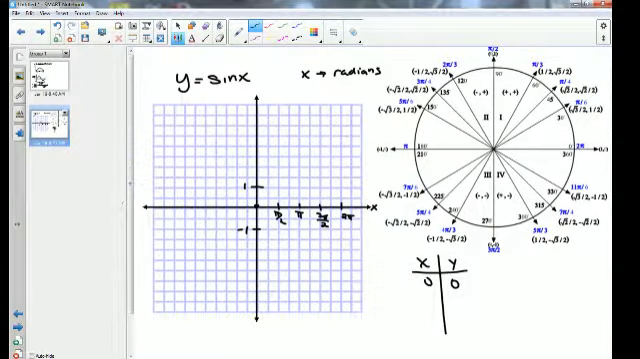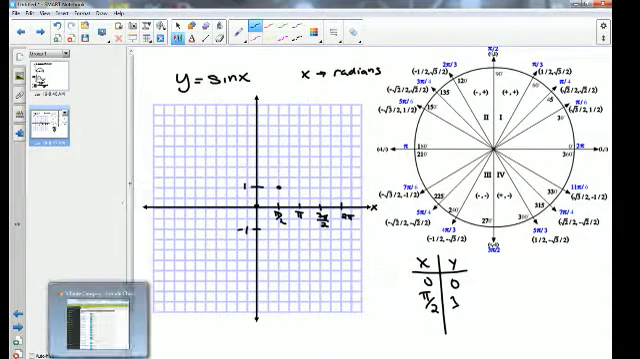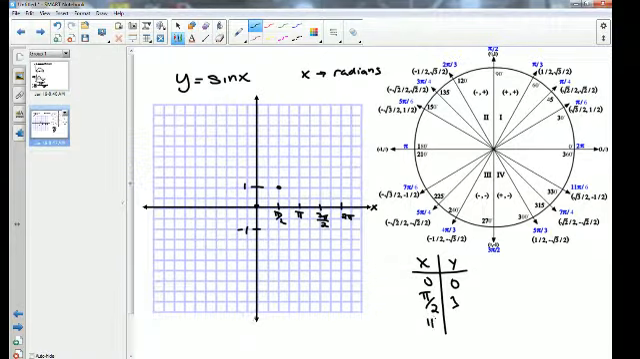What's the value at pi over 2? Sine at pi over 2 is 1, right? And then we're going to keep going at these certain points. What's sine at pi? Oh, cosine at pi is -1. Sine is 0.